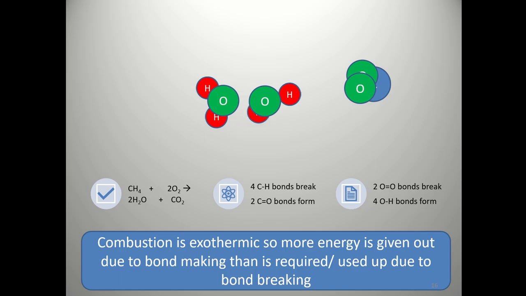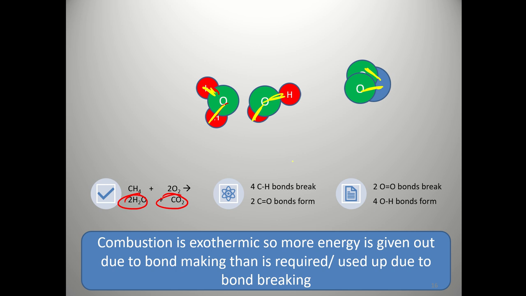And you can see here, we've gone from having our methane and our oxygen on the left-hand side to now having our products, and our products are water and carbon dioxide. And new bonds have been made in this instance between hydrogen and oxygen, and between hydrogen and oxygen here, and between carbon and oxygen over here. So when those new bonds are made, energy is given out.